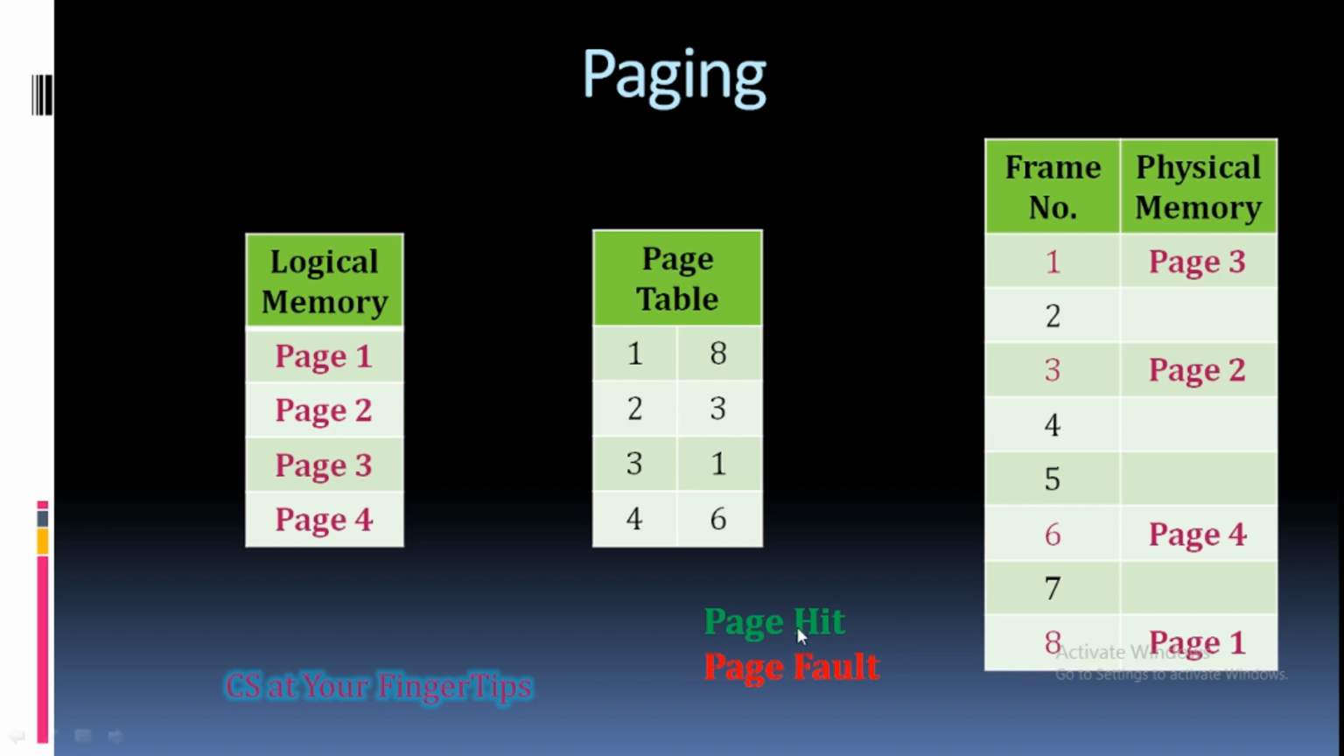These are the two terms that are associated with paging: page hit and page fault. What is page hit? When the requested page is available in the memory, it is known as page hit. And page fault means when the requested memory reference is not available in the primary memory. When a page fault occurs, the requested page has to be brought into the memory from the secondary memory. That is the concept of paging.